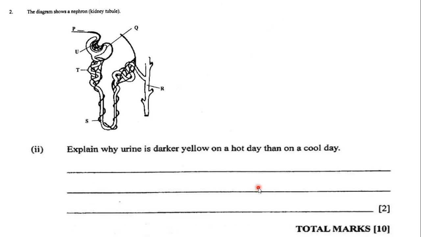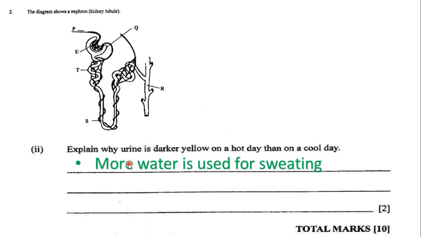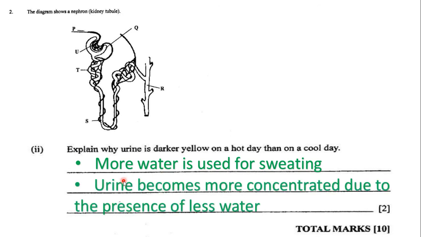Moving right along, we come to the last question of this section. It states, explain why urine is darker yellow on a hot day than on a cool day. Well, it's because more water is used for sweating, and urine becomes more concentrated due to the presence of less water.